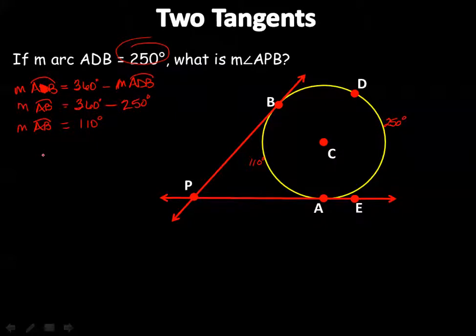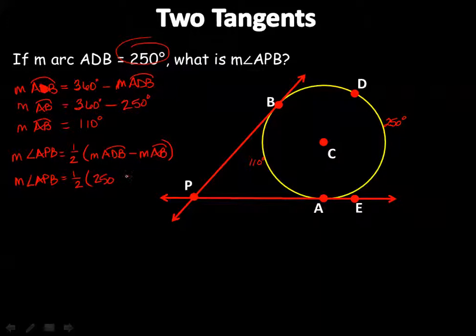So to find the measure of angle APB, that's going to equal half the measure of arc ADB minus the measure of arc AB. So measure APB equals half. We know that it was 250, the major arc, because they gave us that information, and then we calculated the smaller arc was 110.